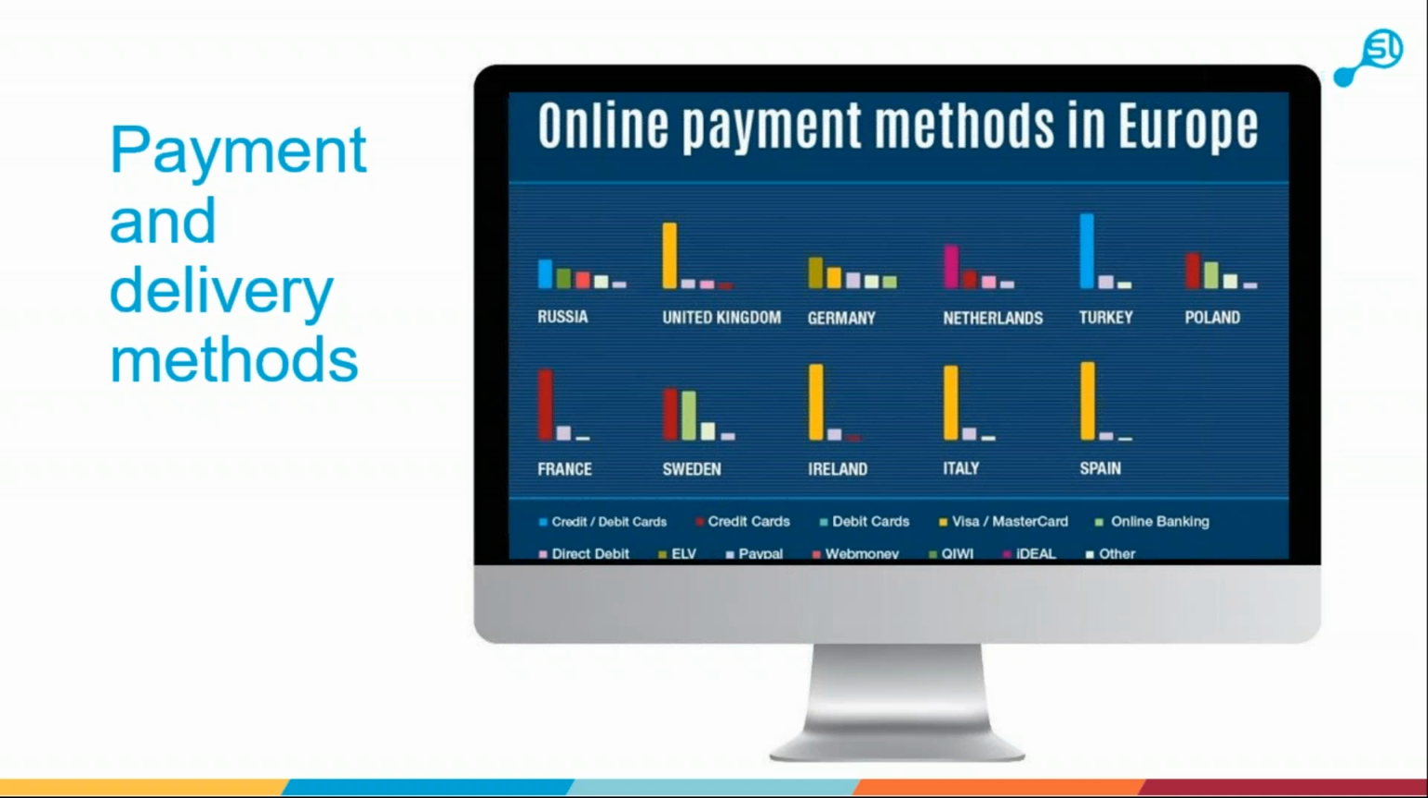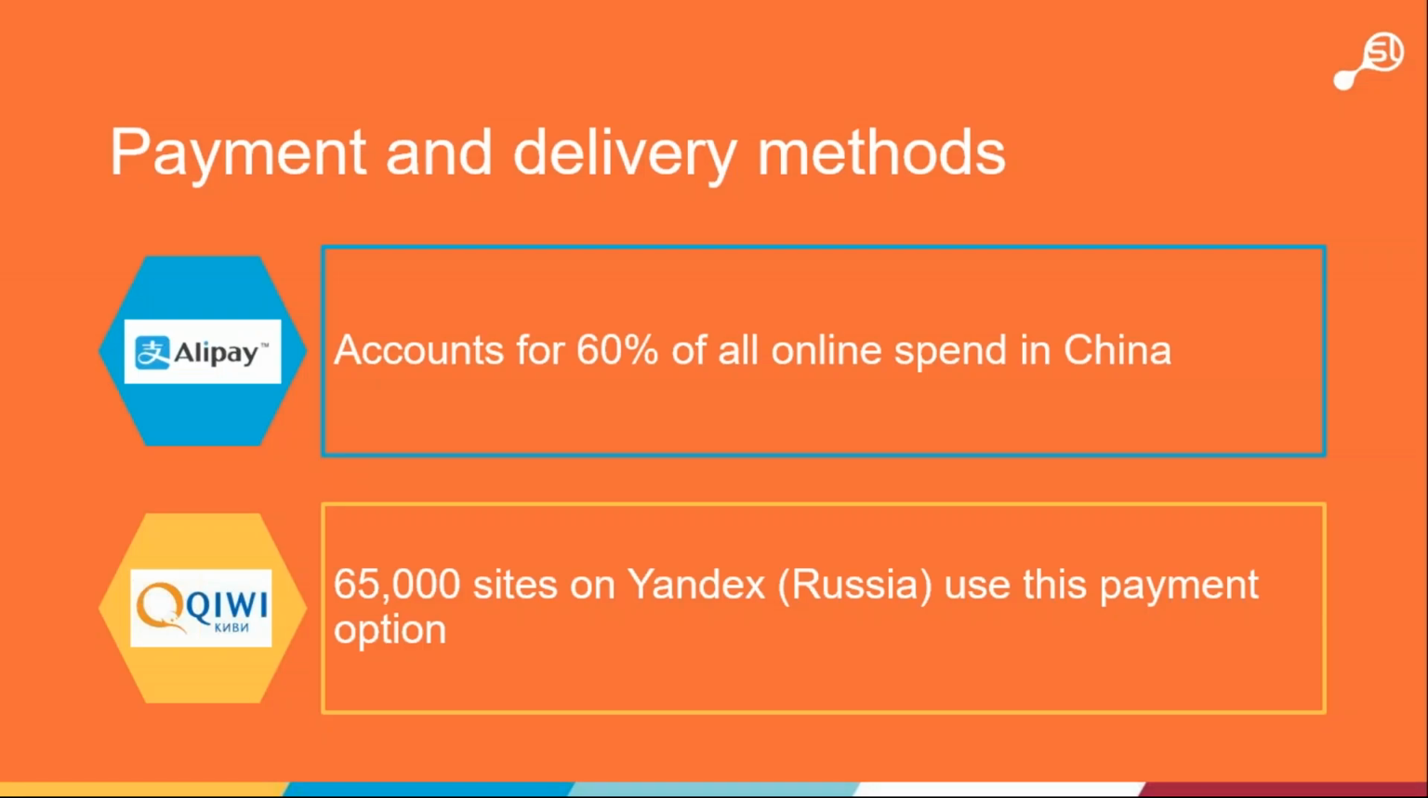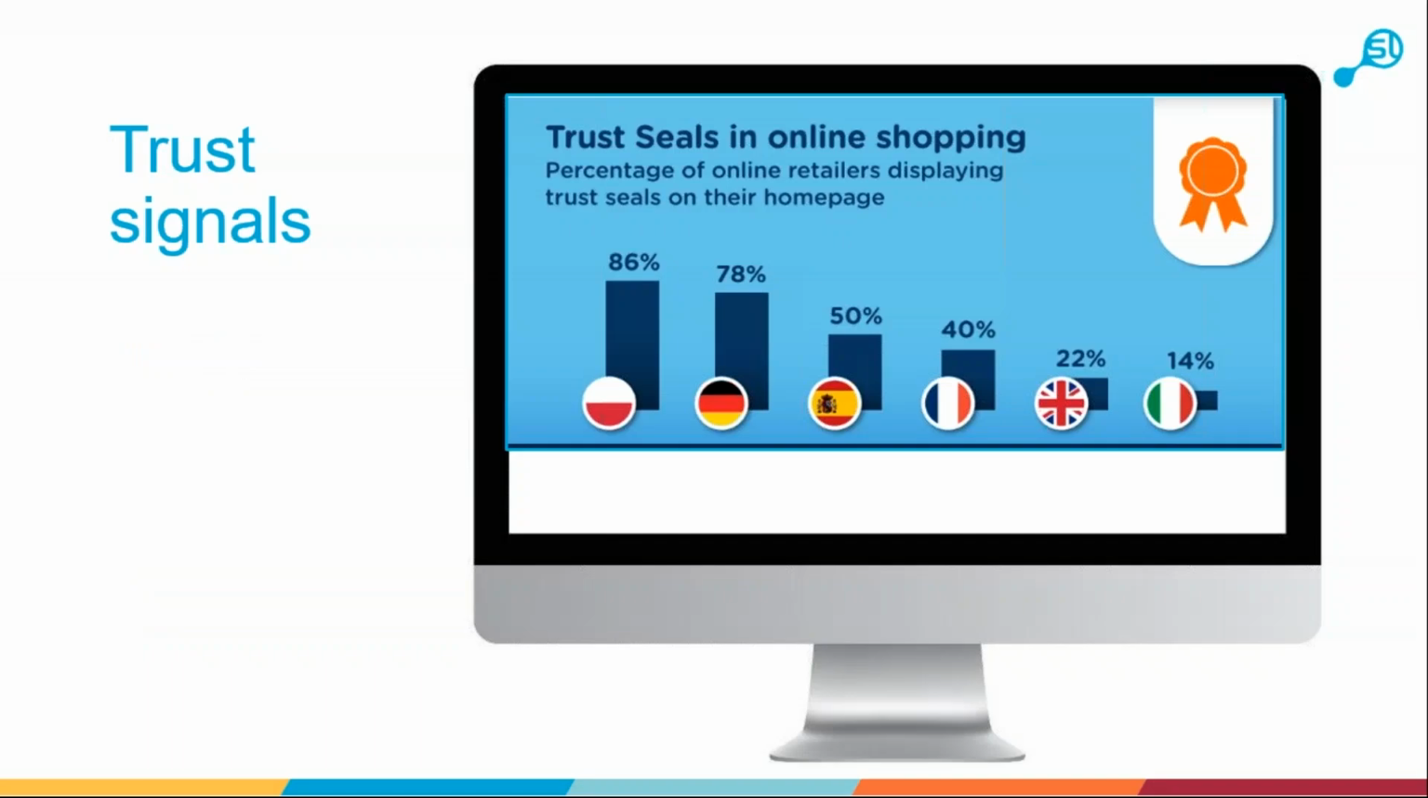So just to put that into perspective, in Japan, it was revealed that 73.7% of people would leave a shop if the preferred payment method was not available. So it is key to address that. Putting that into perspective, again, Alipay, which is popular in the Chinese market, accounts for 60% of all online spend. And this icon as well is used in Russia on Yandex, which is their most used search engine. And it's a very popular payment option. So again, just something to bear in mind when thinking about increasing conversions on your own site.